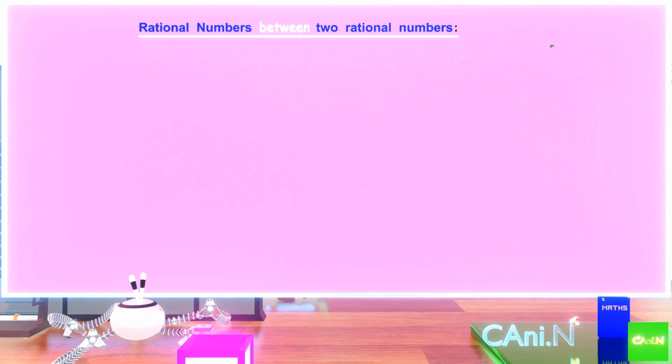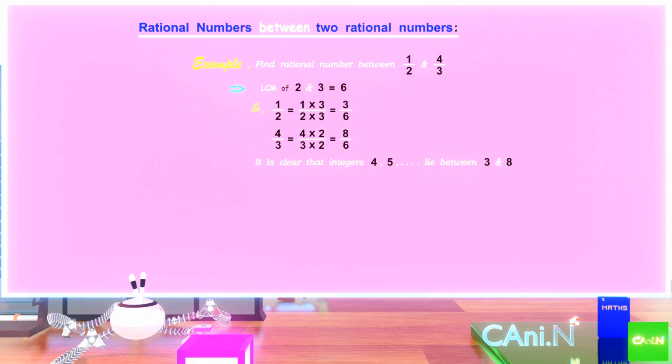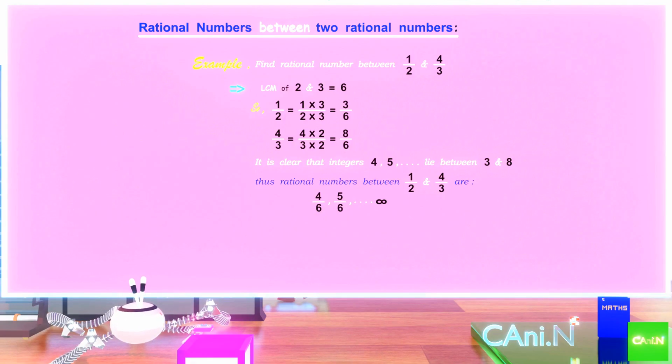Rational numbers between two rational numbers. Example: find a rational number between 1 by 2 and 4 by 3. Here, the LCM of 2 and 3 is 6. So 1 by 2 equals 1 into 3 by 2 into 3 equals 3 by 6. 4 by 3 equals 4 into 2 by 3 into 2 equals 8 by 6. It is clear that integers 4, 5, etc. lie between 3 and 8. Thus, rational numbers between 1 by 2 and 4 by 3 are 4 by 6, 5 by 6, etc.